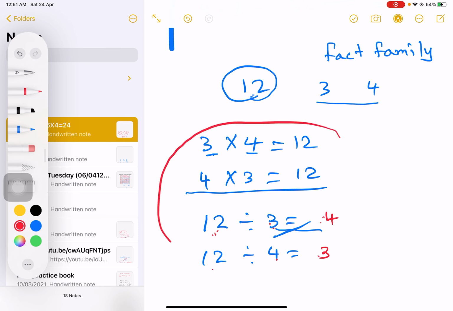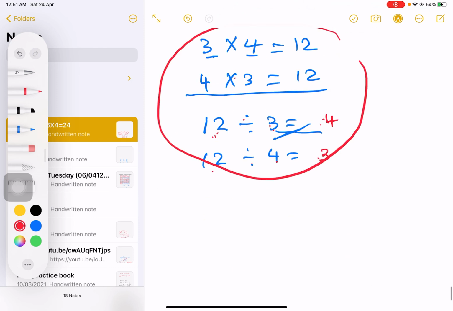We call this fact family. Fact family is when you write 2 multiplication sentences and 2 division sentences using the 3 numbers. Using 3 numbers can give you a fact family, which means 4 sentences, 2 multiplication and 2 division. Okay, again, I will do it again.